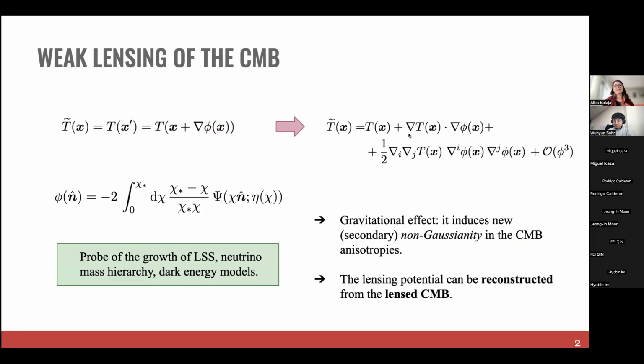However, in this case, if you think, for example, about the 4-point correlation function of CMB anisotropies in the case of the lensed CMB, then you have the unlensed temperature modes, but you also have other terms that add to your 4-point correlation function and give you a connected form of it. And this signal, this secondary non-Gaussianity, is very interesting because it can be used to reconstruct the lensing potential from the lensed CMB maps.